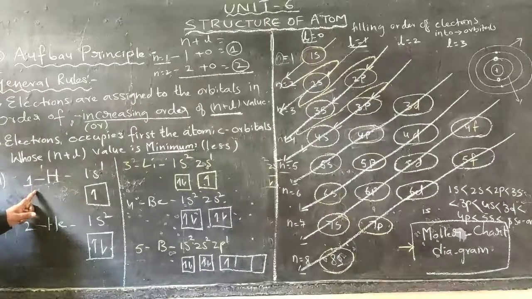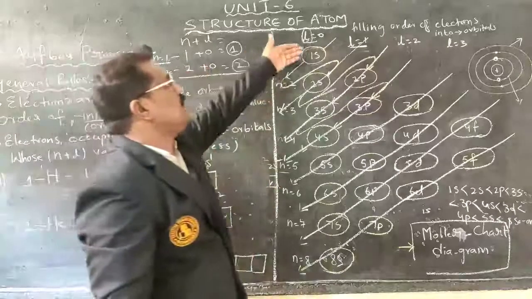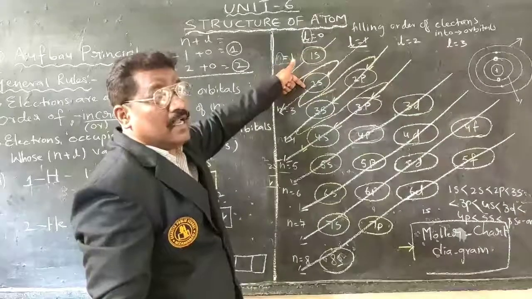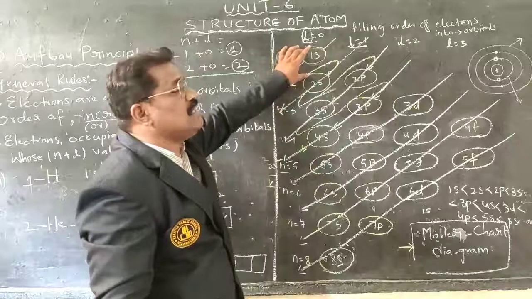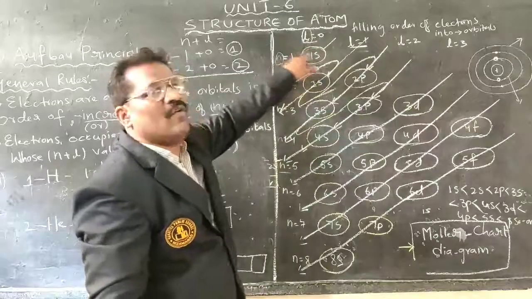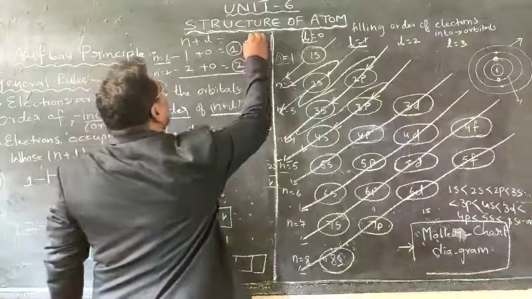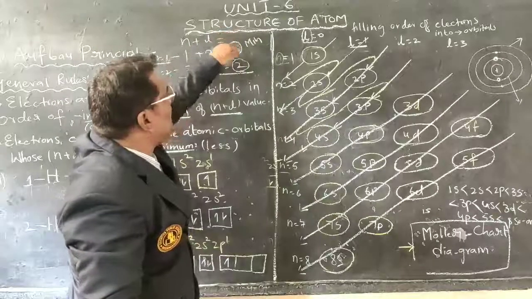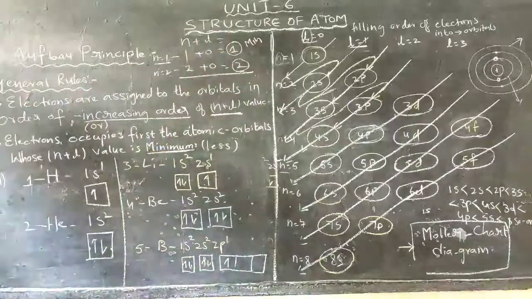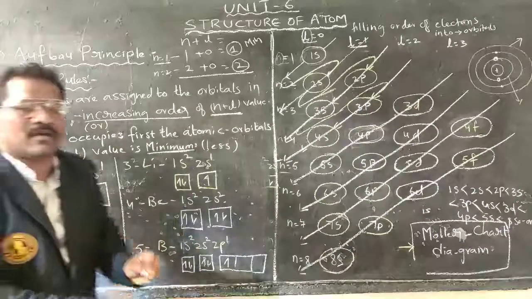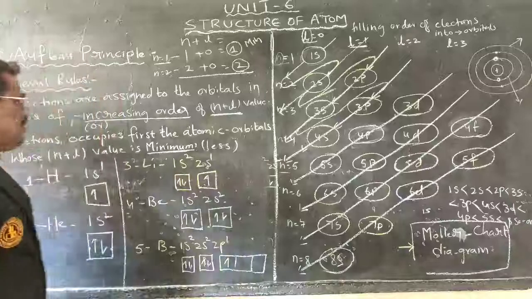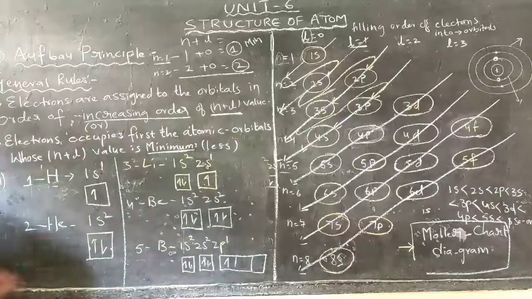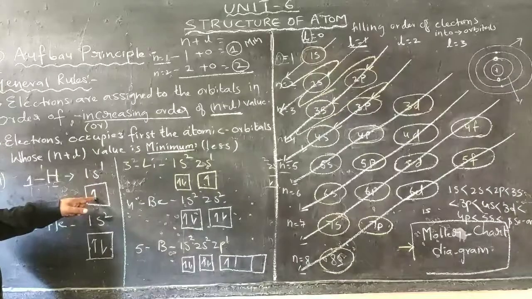Hydrogen atomic number is 1. Into which orbital will it go? The first orbitals are 1s as well as 2s. n is equal to 1 is the K shell, n is equal to 2 is the L shell. Among these two orbitals, which has minimum energy? 1s orbital has minimum energy. Therefore, it is occupied first. After completely filling this orbital, the electron will enter the next orbital. Each suborbital can accommodate how many electrons? 2 electrons. Therefore, hydrogen atomic number is 1, electronic configuration is 1s1, with 1 electron in the upward direction.